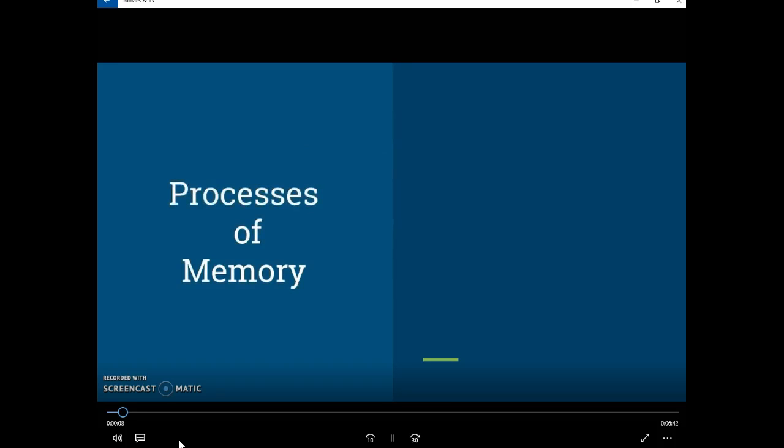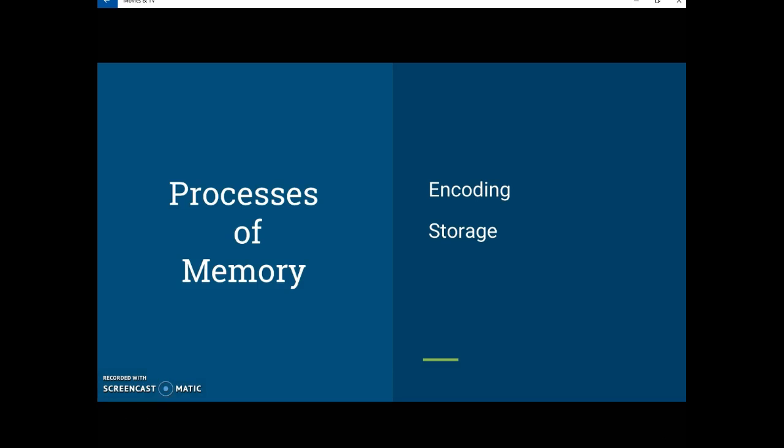Processes of memory. There are three processes of memory. Encoding, which is getting sensory information such as hearing or seeing something. Storage, which is pretty self-explanatory. This is the part where memories are stored, and it matters in which system they're stored in for how long they'll stay there. Next is retrieval. This is the hardest part for most people. This is the process of remembering something.